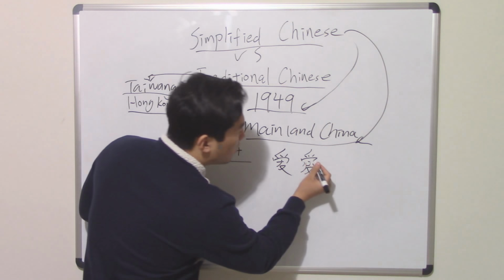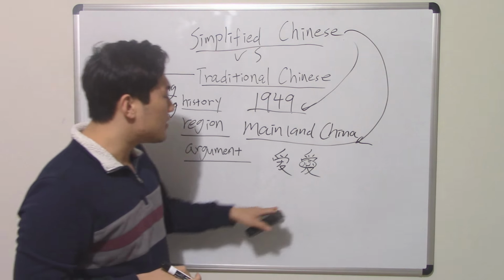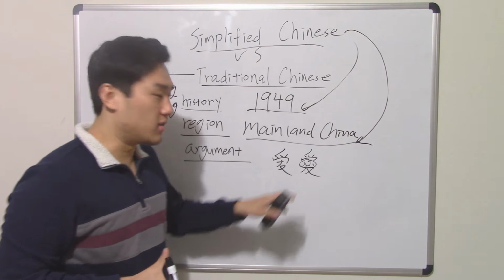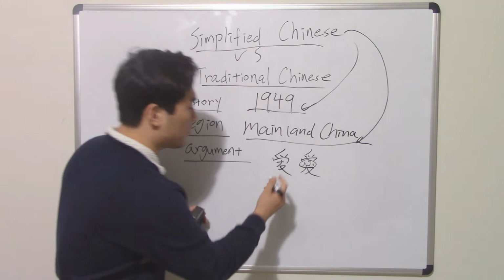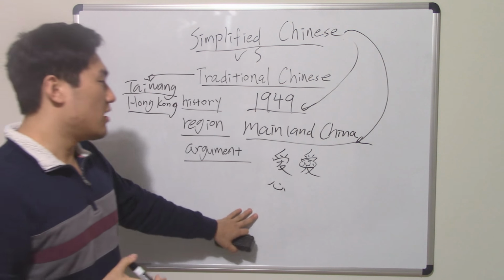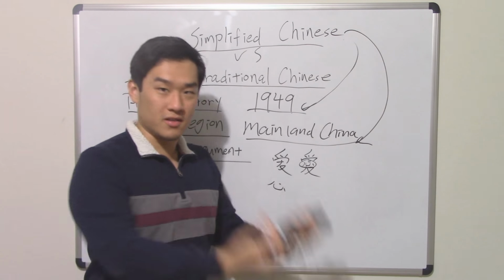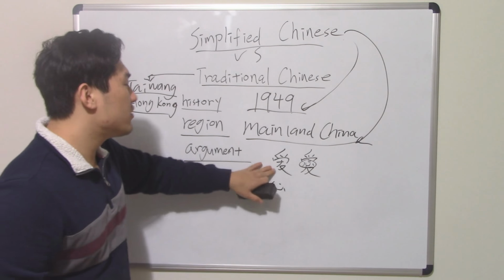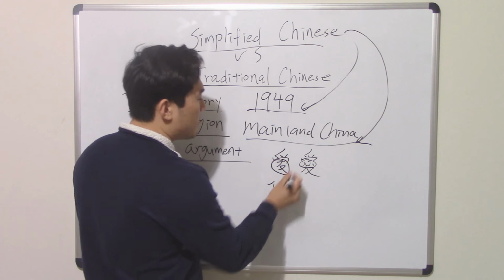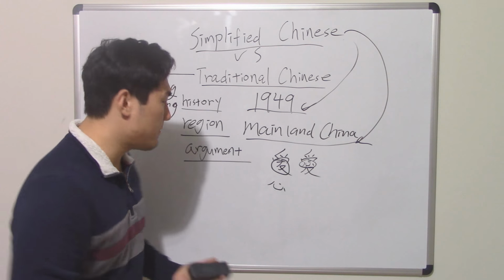If you look at this part here, people argue that in traditional Chinese there's a heart inside the word love. This part here in Chinese means heart. You can only love a person if you have a heart, right? You love a person full-heartedly. That's an argument. But this word here by itself means friendship, which is still pretty good, right?